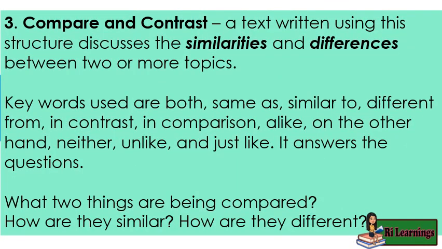Three. Compare and contrast. A text written using this structure discusses the similarities and differences between two or more topics. Keywords used are both, same as, similar to, different from, in contrast, in comparison, alike, on the other hand, neither, unlike, and just like. It answers the questions. What two things are being compared? How are they similar? How are they different?